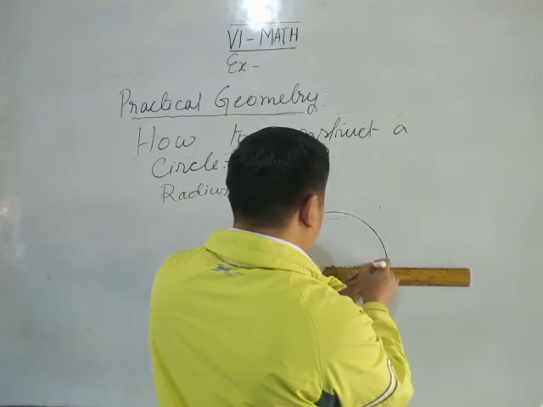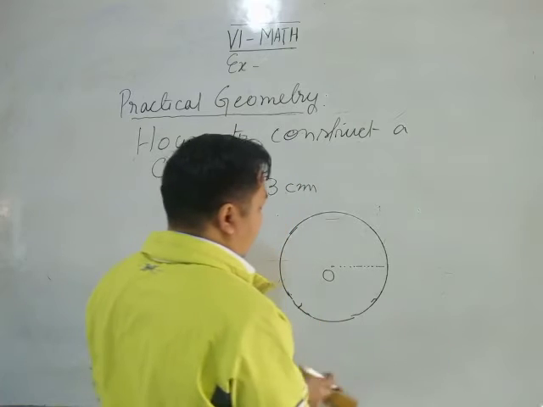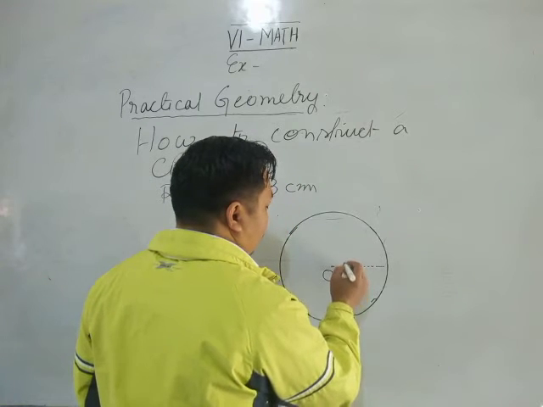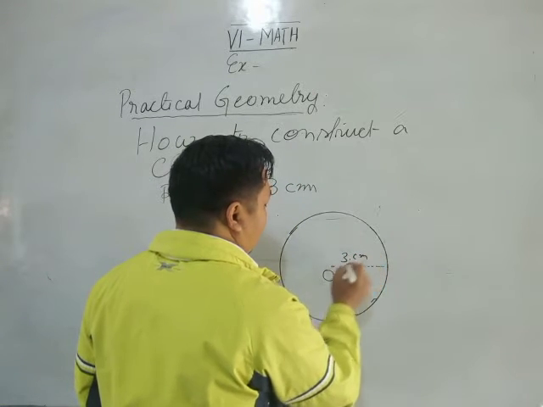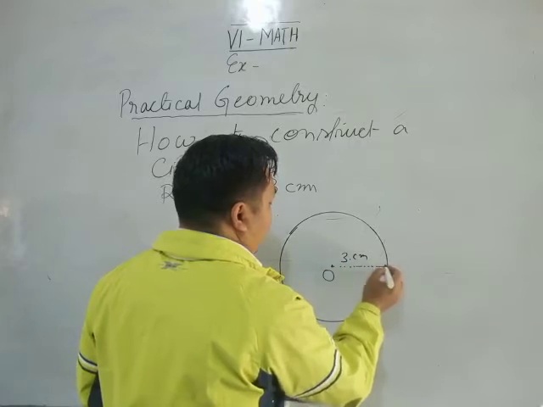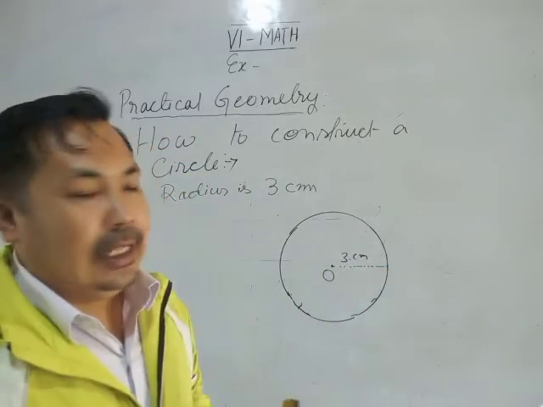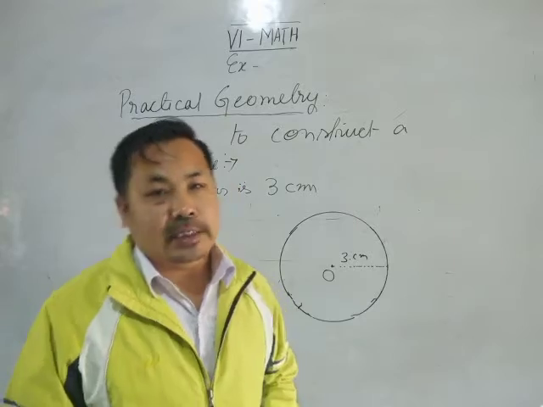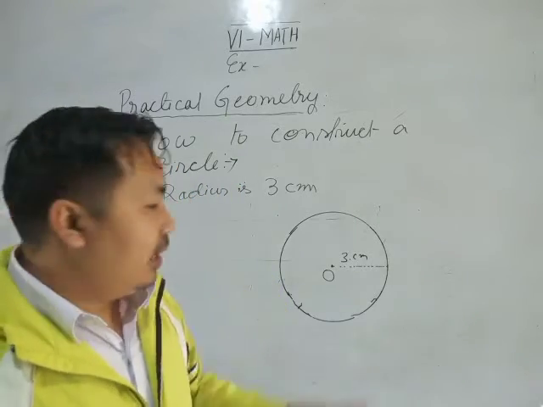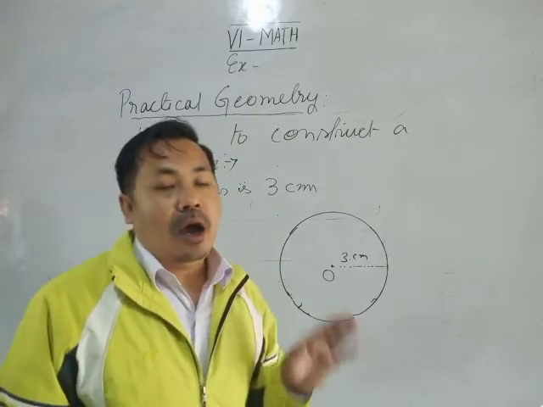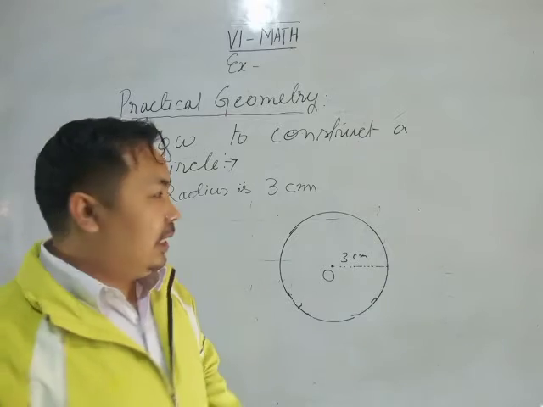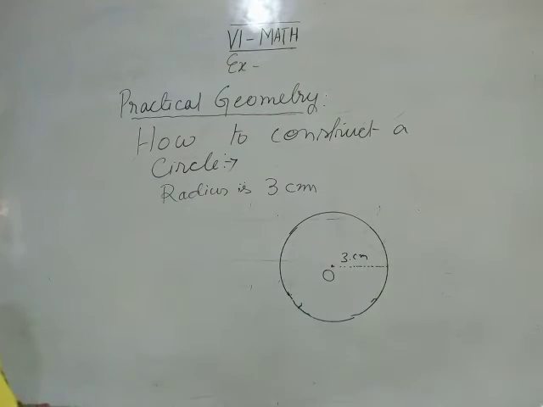This is the radius. Okay, this is the radius. So radius of 2 centimeter. So what is the radius? You know that radius is the distance between the center and any point on the circumference. It's called the radius. So this is the radius. How much is the radius? 3 centimeter, isn't it? So a 3 centimeter radius circle is constructed.